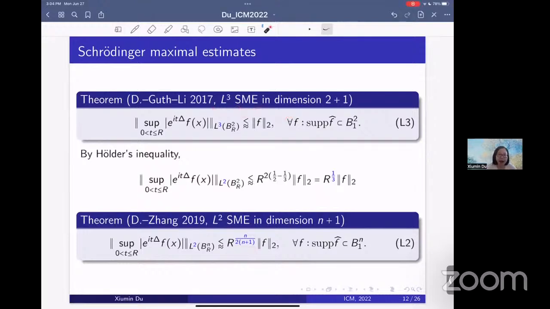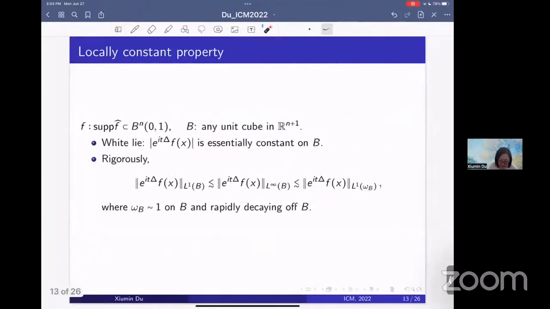Next, we'll compare Schrödinger maximal estimates with the Fourier restriction conjecture. For that purpose, we'll use the locally constant property. The locally constant property roughly says that for a function f with Fourier transform supported in the n-dimensional ball of radius 1, the absolute value of the solution is essentially constant on any unit cube in dimension n plus 1.